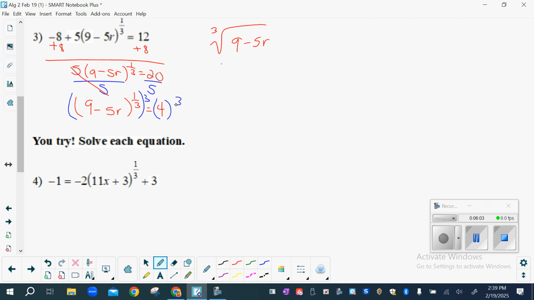We have questions back there? You write it like how you had it, like the cubic root of 9 minus 5r, right? You write it like that? We don't write a 1/3 again. You're not cube rooting if you cube. All right.